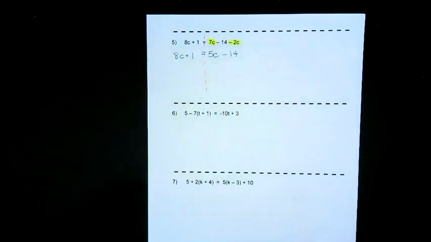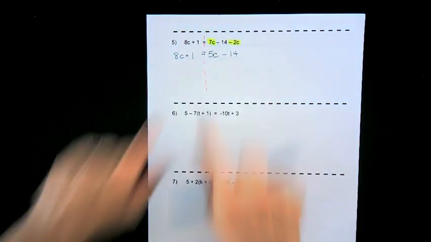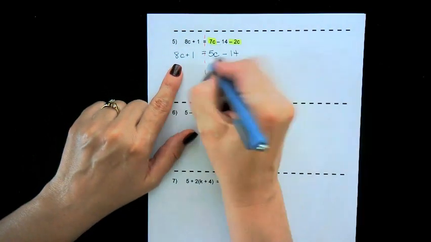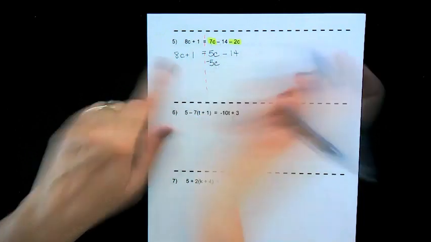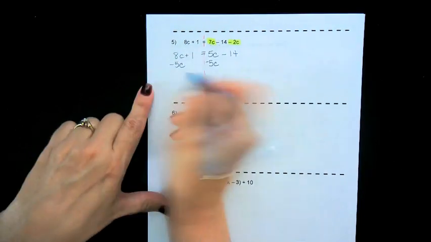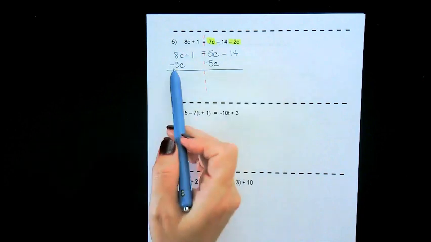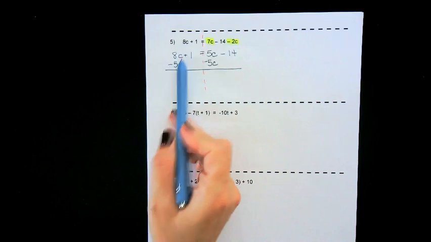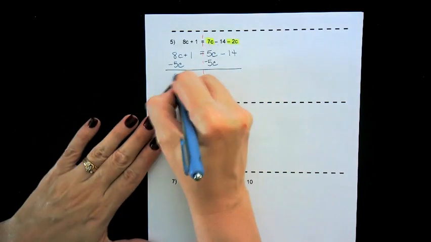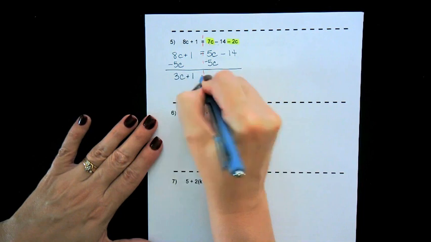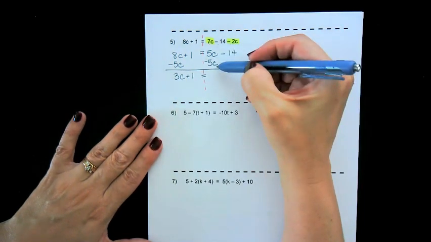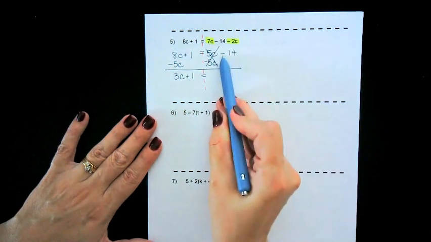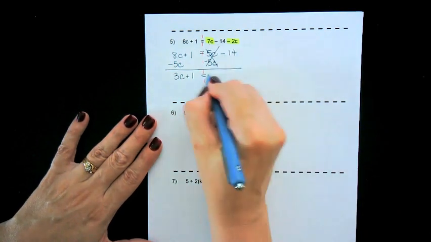All right, so now our next step is to get all the variables on one side. I like my variables to come to the left, so I'm going to move the 5c by subtracting 5c from both sides. You'll notice that I lined that up underneath the 8c, and the reason I'm doing that is because of like terms. So 8c minus 5c gives me 3c plus 1, and then plus 5c minus 5c, that gives me 0. And I'm left with, don't miss this, the negative 14.